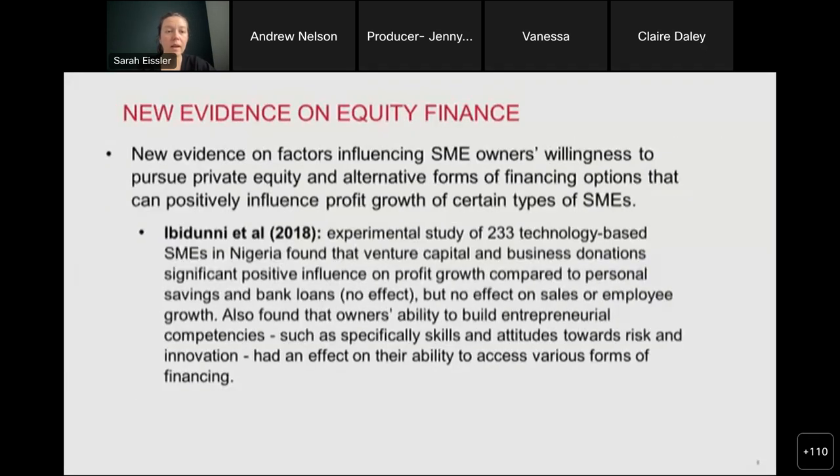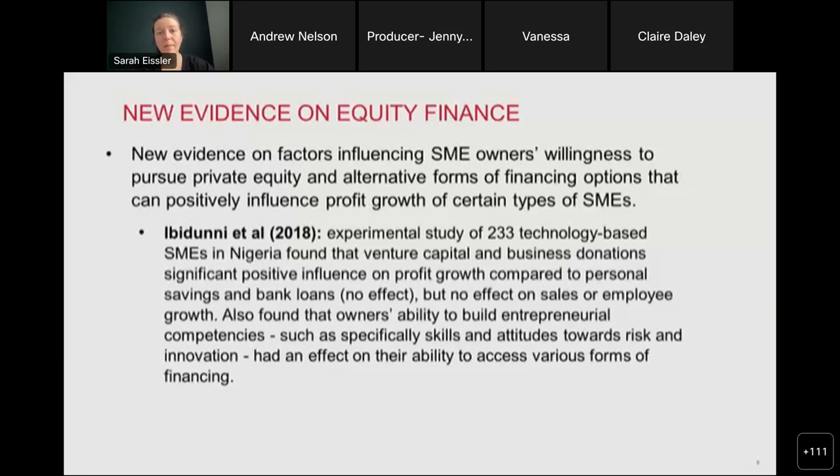And then next, we'll present some new exciting evidence on the impact of equity financing as a viable option for SME owners to promote the growth of their businesses. So we draw from three studies that were published in 2018 and 2020 that examined factors influencing SME owners' willingness and preferences to pursue private equity or alternative forms of financing options, and the impact these options have on the growth of certain types of SMEs.